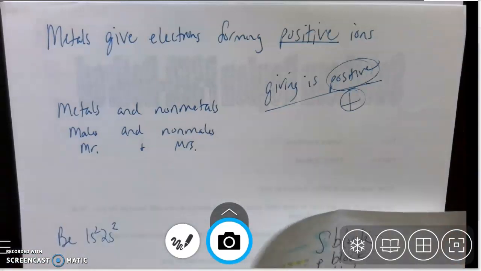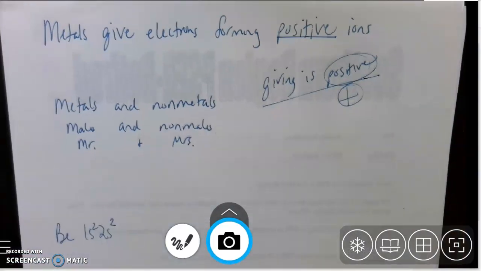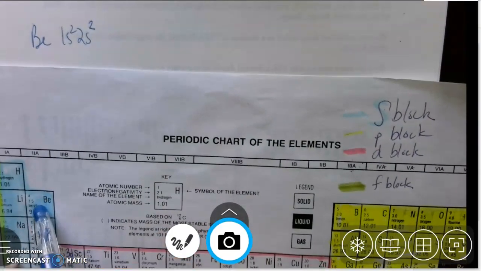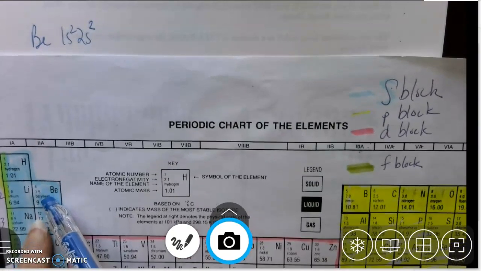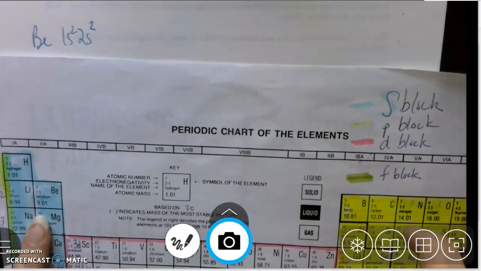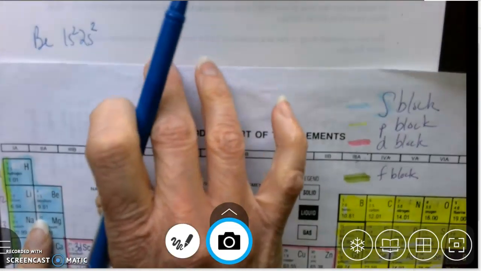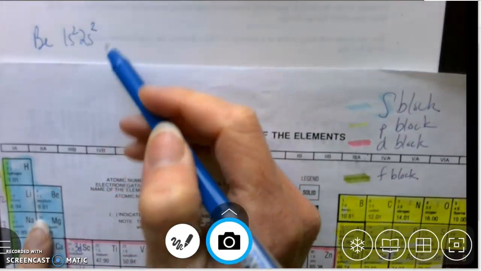So we're going to take a look at some elements from the periodic table. Again, remember you can pause at any time if I'm going too fast for you. So we're going to start by looking at beryllium. So what I went ahead and did and wrote the electron configuration. So when we were looking at these, we are looking at the complete configuration for this one.